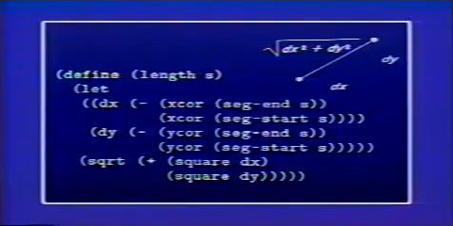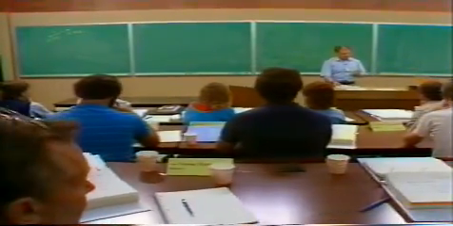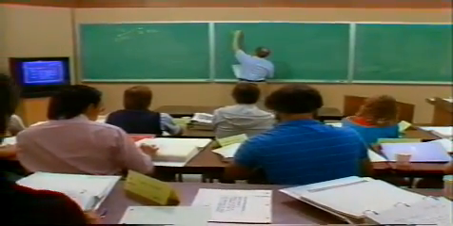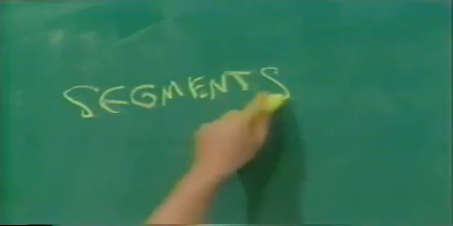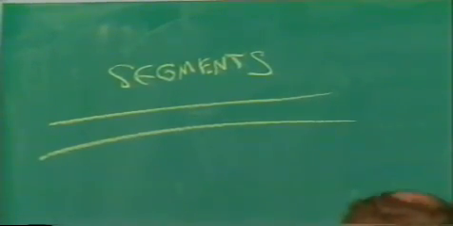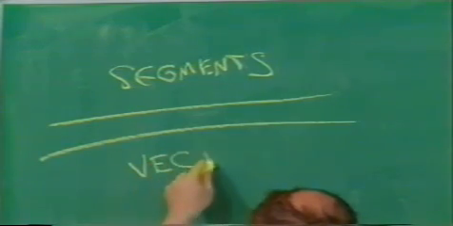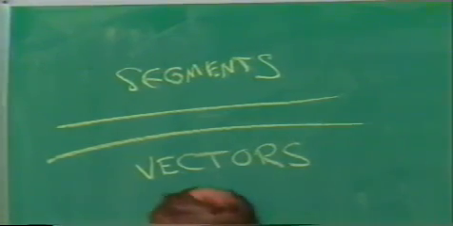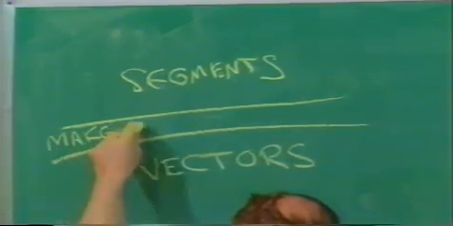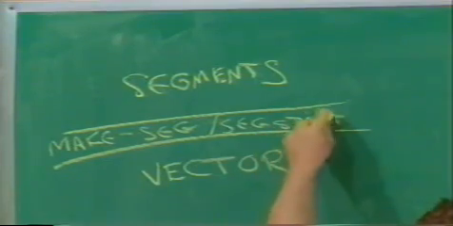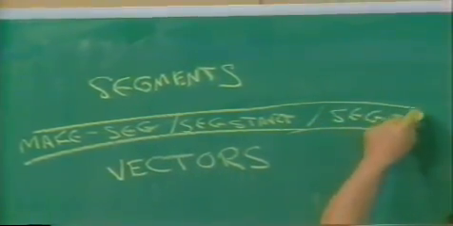And again, what we built is a layered system. Say up here there are segments. And then there's an abstraction barrier. The abstraction barrier separates the implementation of segments from the implementation of vectors and points. And what that abstraction barrier is are the constructors and selectors: make segment, and segment start, and segment end.